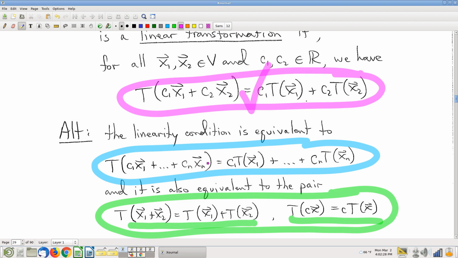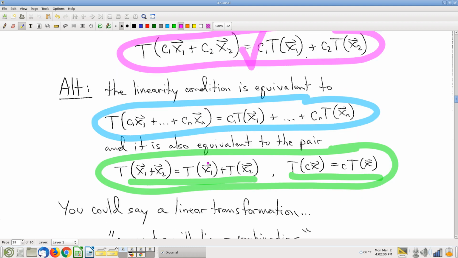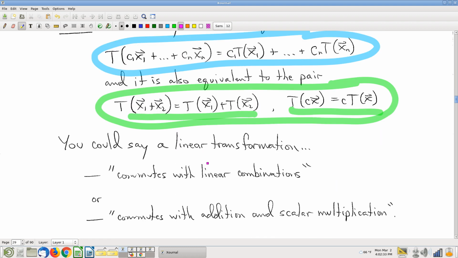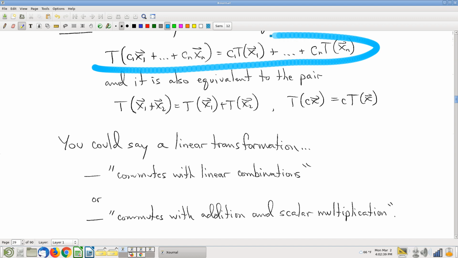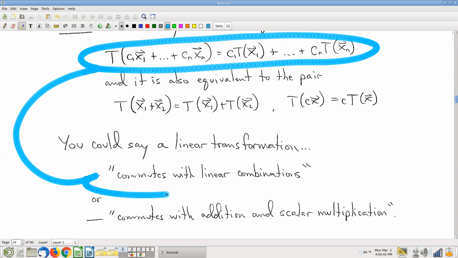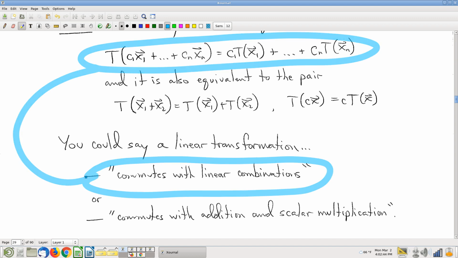Okay, now I want to talk a little bit about terminology. So this statement right here, well, let me go back to the color. So this blue statement right here. Sometimes people say that such a function commutes with linear combinations. This is a little bit of micro abuse of the term commutes. Now let's talk about that a little bit.